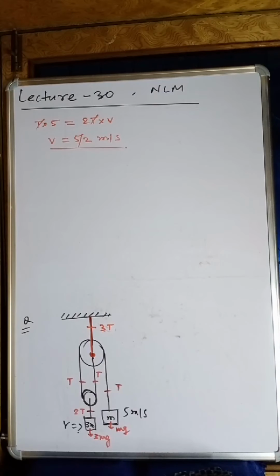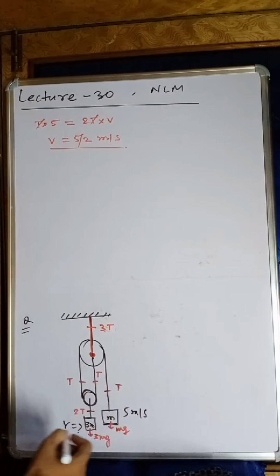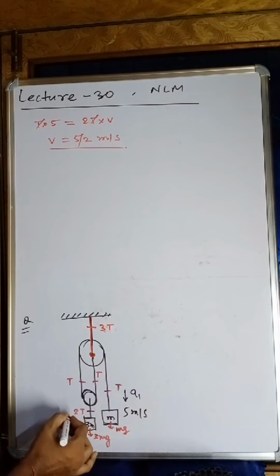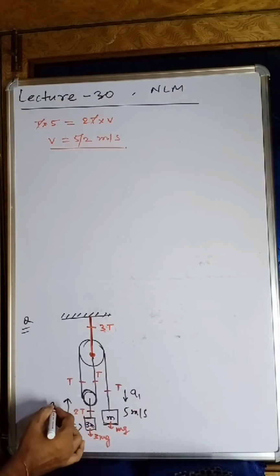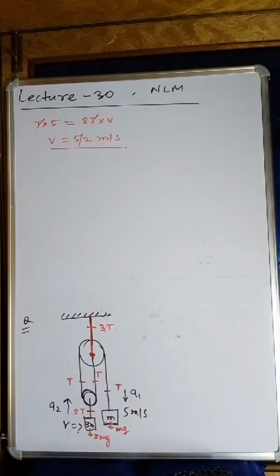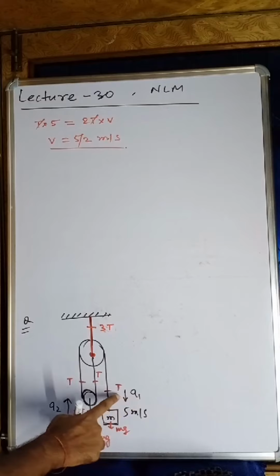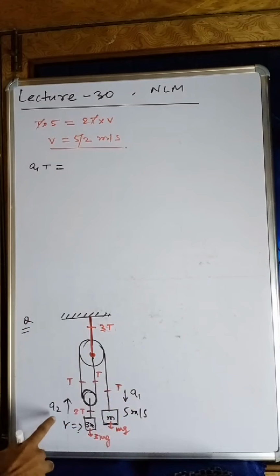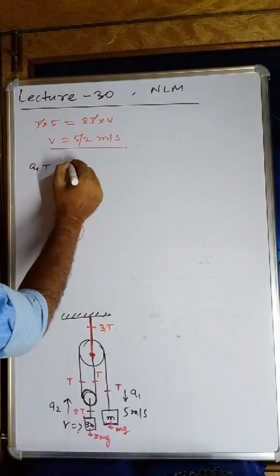Now next we have to find the tension and acceleration. Okay. So to find the acceleration, first we have to find the relation. Suppose this body is moving down with an acceleration a1 and this body is moving up with an acceleration a2. Okay. So we are going to find here the relation. What will we write? a1 into T equals a2 into 2T.